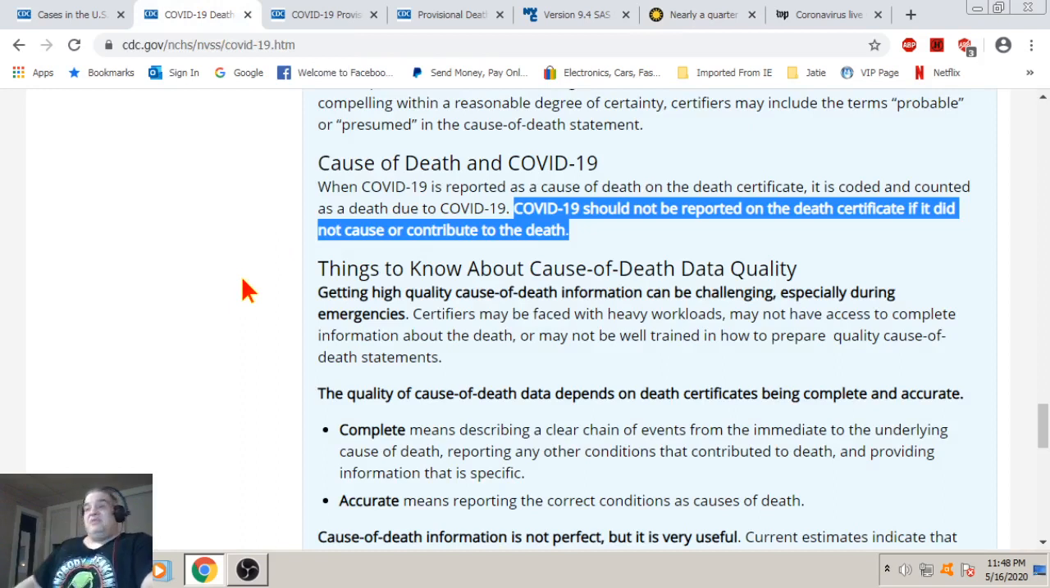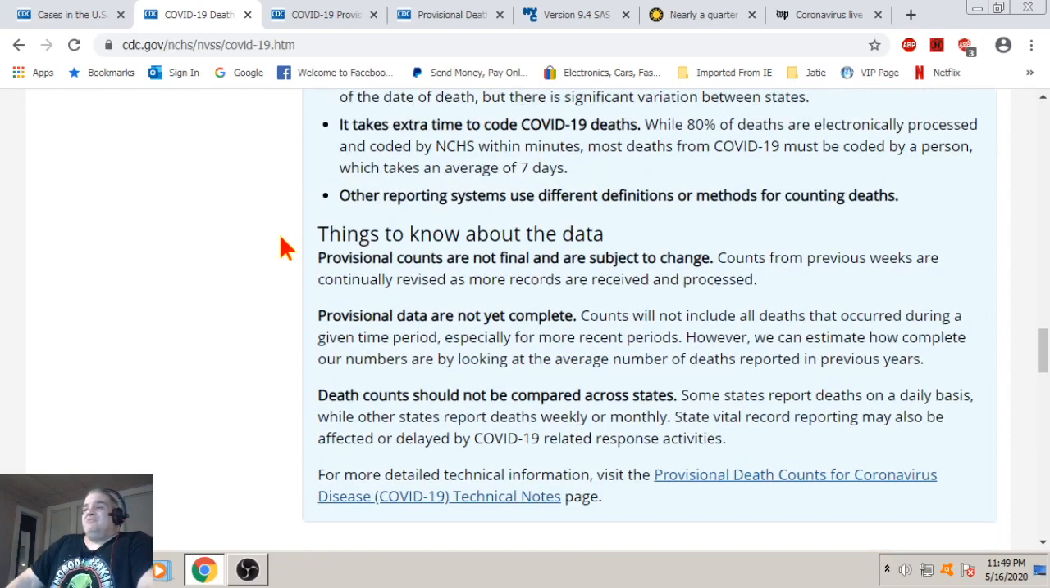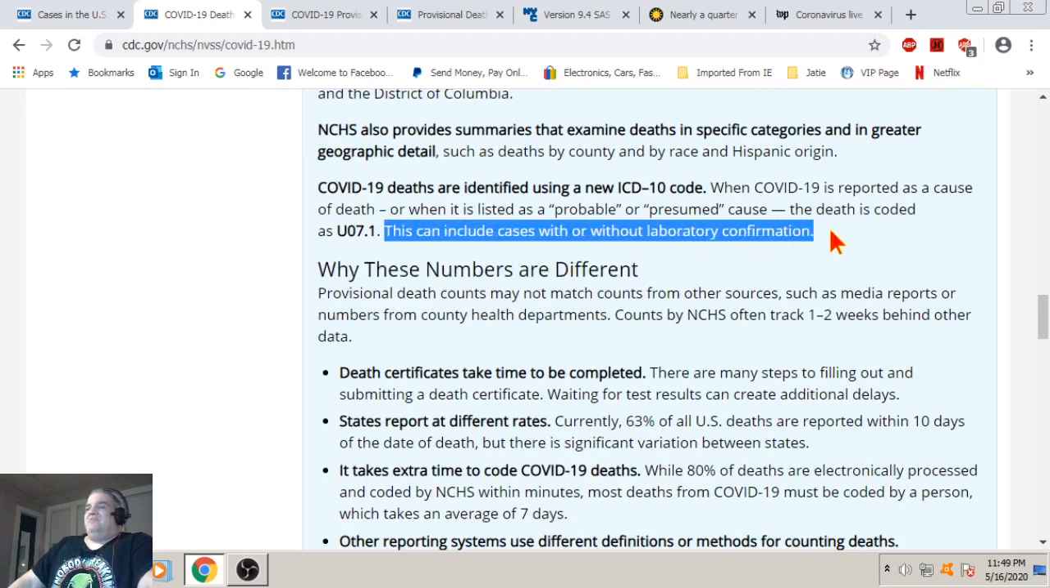While in the process of updating the website, somebody didn't proofread everything, because you're putting down, don't put this on the death certificate if it wasn't caused or contributed to the death. But up here, they're saying it's okay to put it down, even if it doesn't include laboratory confirmation. It can include with or without. I mean, it makes no sense. This is why we're having problems. This is why the numbers are so high, and it's really ridiculous.